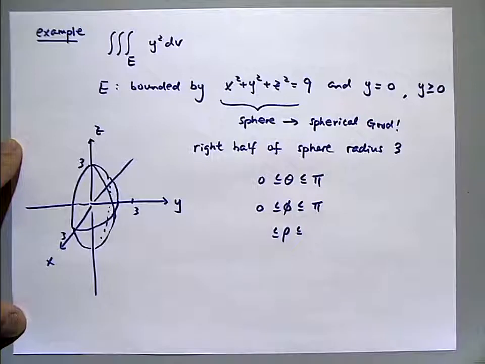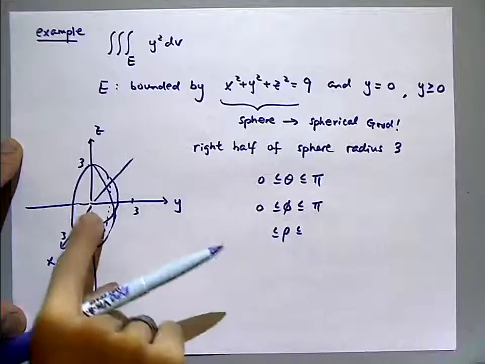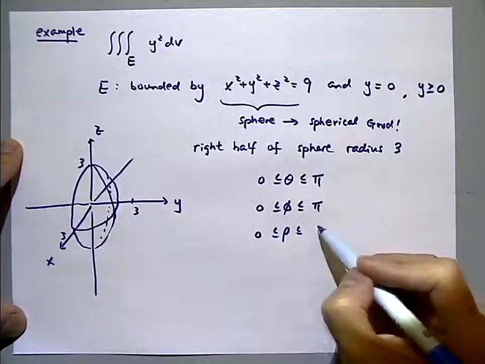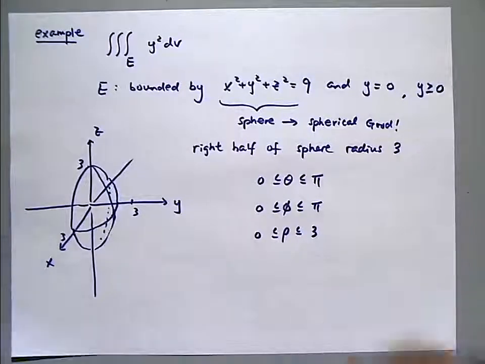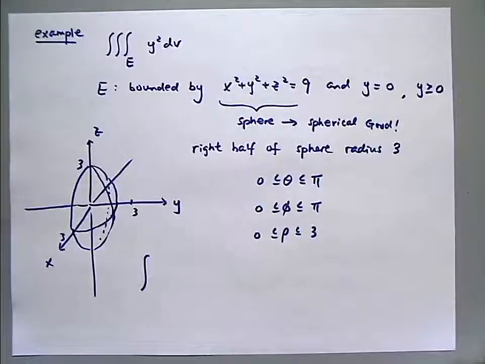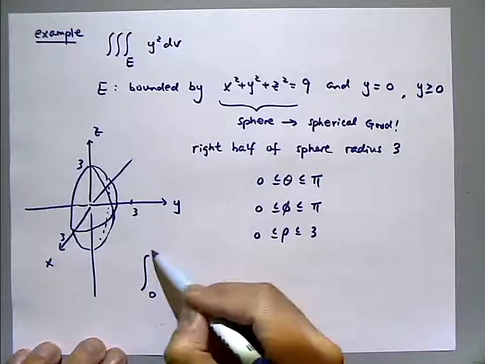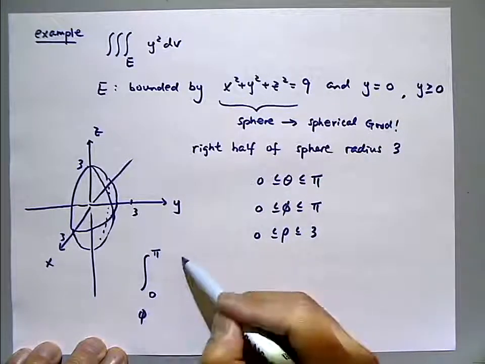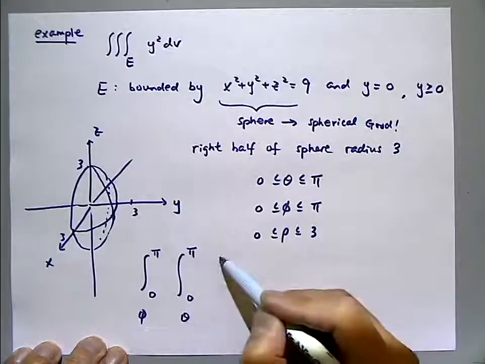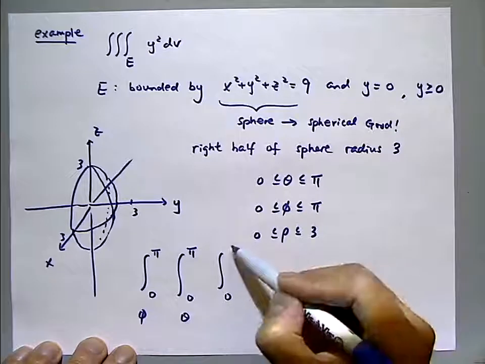Rho, we start from the center of the sphere until we hit the shell of the sphere. So we start from the center, rho is 0, radius 3, right? So we hit 3. These are all constant bounds, so this is a really nice thing to have. And therefore, the integration will be, once again, phi last, 0 to pi, theta next, 0 to pi, rho first, 0 to 3.